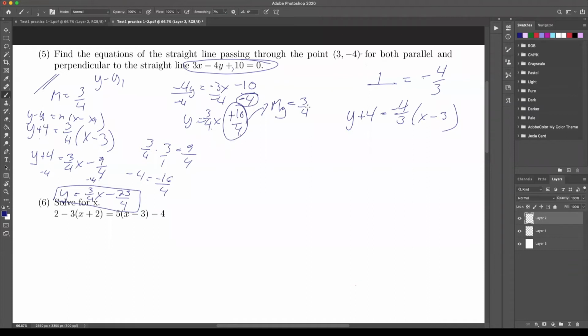All right. So we have this, and now we have this. So let's go ahead and do this again. Same song, same dance. We're going to solve it. So here we still have this, so we take the opposite reciprocal for the parallel. All right, so this is the parallel line. This is the perpendicular line. And then we have y plus 4 equals minus 4/3 x.